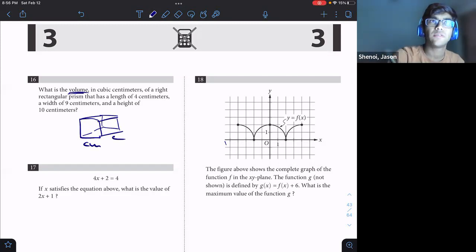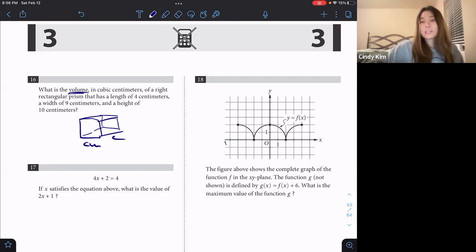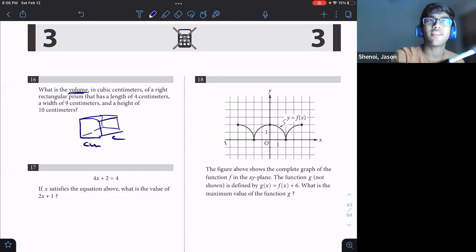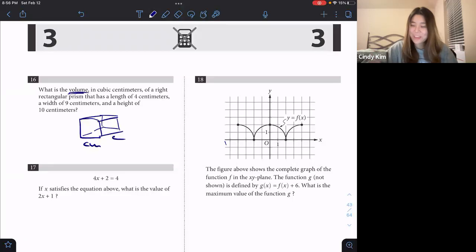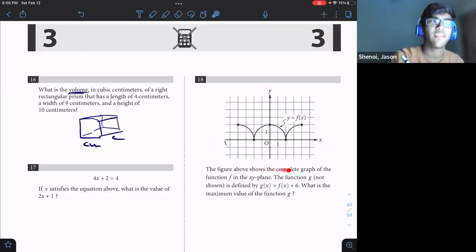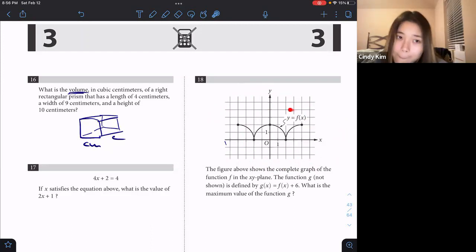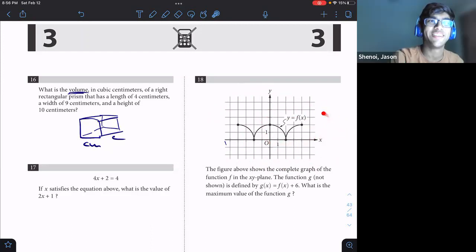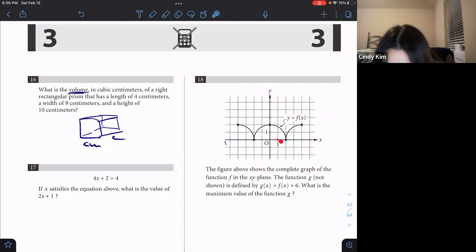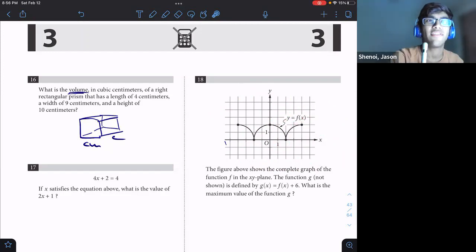F of x. Look at the graph and tell me what f of x equals. Somewhere close to here, around this point. What does it equal? It's equal to 1. Okay, 1, yes. F of x, the maximum is 1.